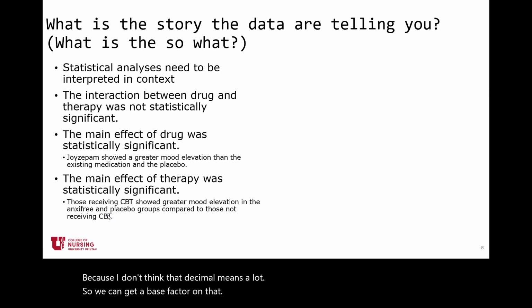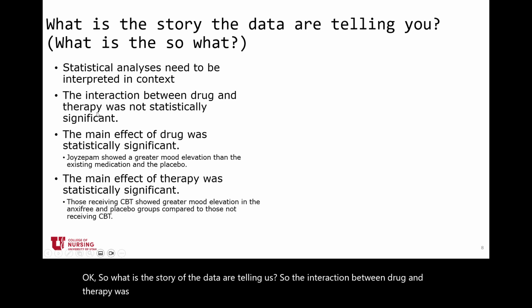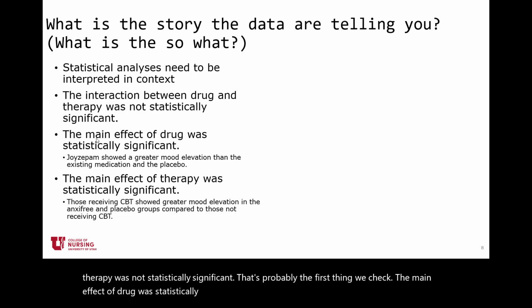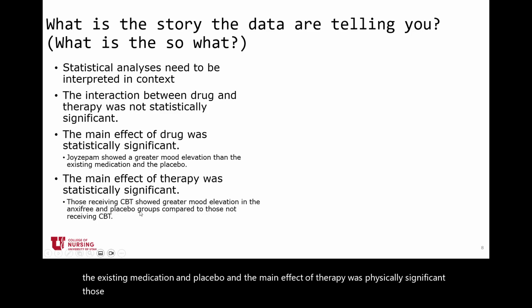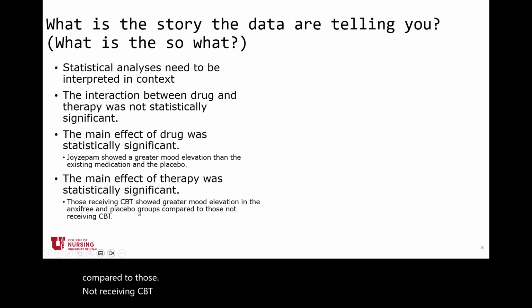Okay, so what is the story the data are telling us? The interaction between drug and therapy was not statistically significant. That's probably the first thing we check. The main effect of drug was statistically significant, and joyzepam showed a greater mood elevation than the existing medication and placebo. And the main effect of therapy was statistically significant. Those receiving CBT showed greater mood elevation in the anxiety-free and placebo groups compared to those not receiving CBT. So you just kind of want to describe the trend or pattern for the reader.